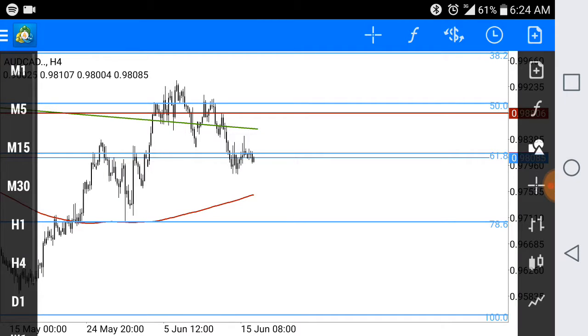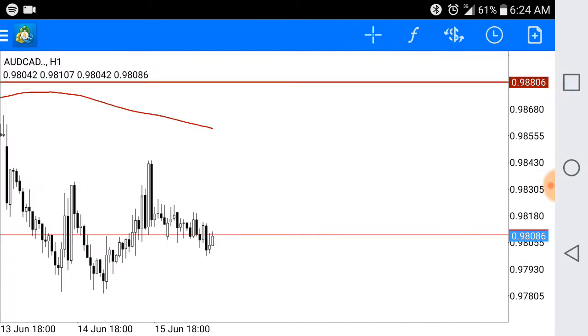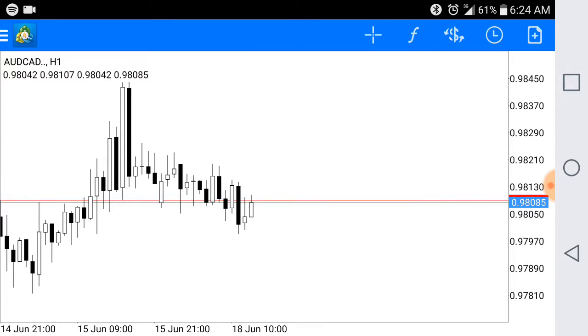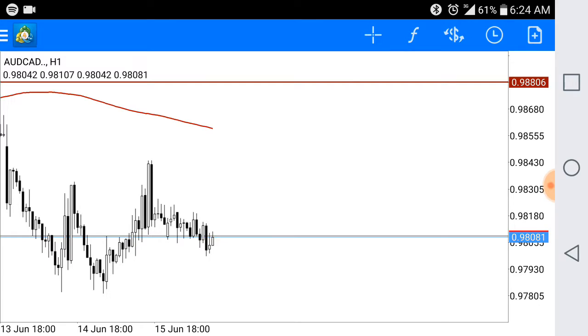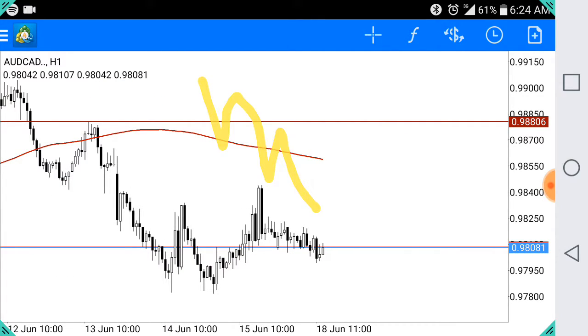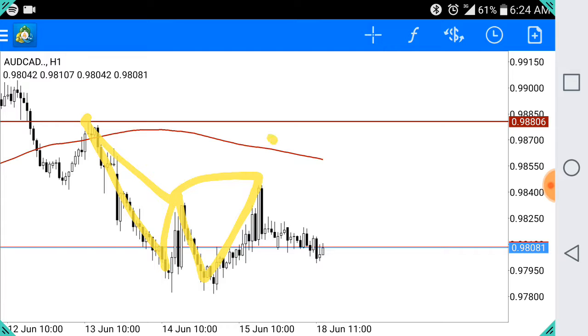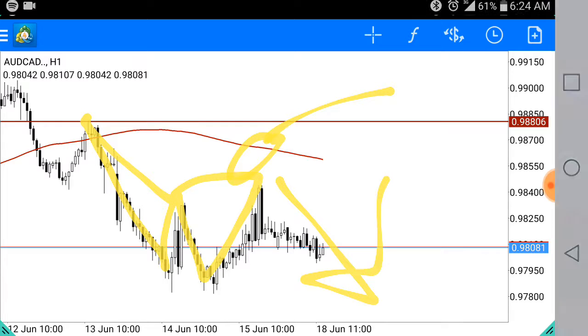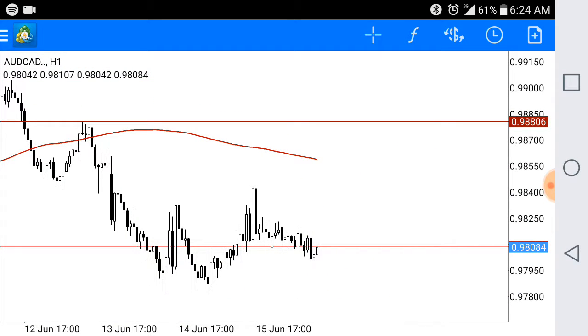Let me go to the 1 hour. Let's see if there's any other additional price action confirmation we can use to go ahead and sell. Not much really. We got a little price action pattern right here on the 1 hour. We got this guy, right? You sell right here and you take it to the downside. So there's our 1 hour price action. That would have been a perfect time to enter this sell right there, but we already missed that train.